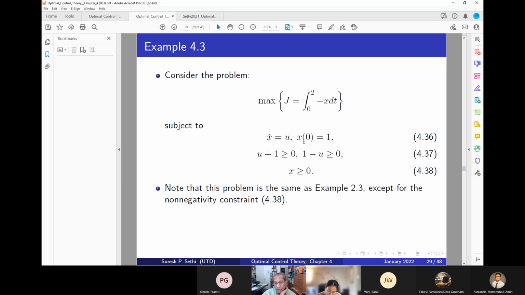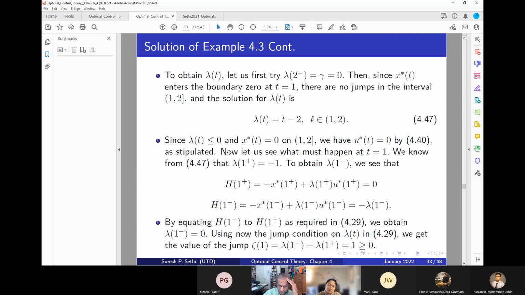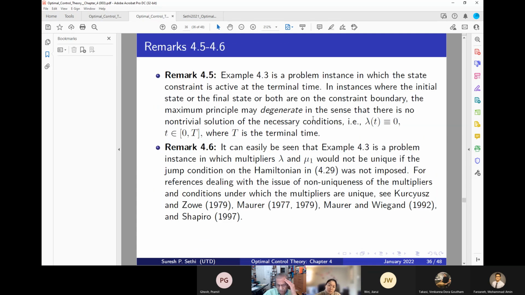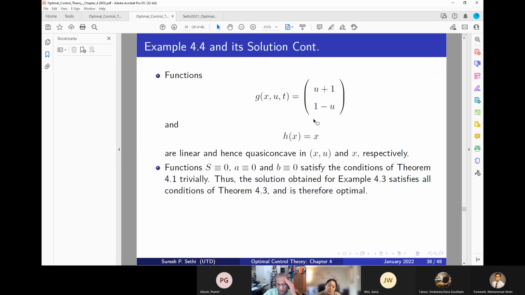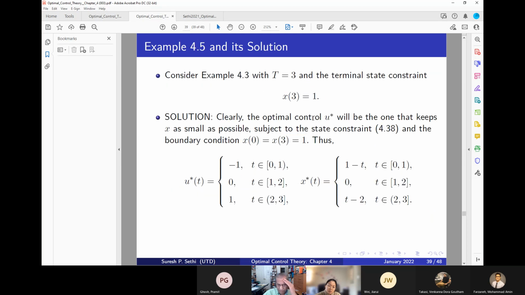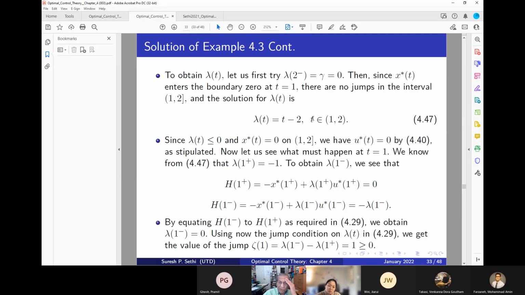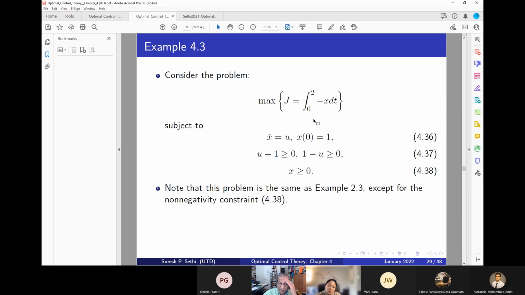So I chose to not solve the 4.1 problem with the indirect maximum principle, because you can just get those multipliers directly. And so I solved 2 different problems. The first problem I solve is this one. Here we have x bigger than or equal to 0 as a pure state constraint, and this is similar to example 2.3, except that I impose this constraint.